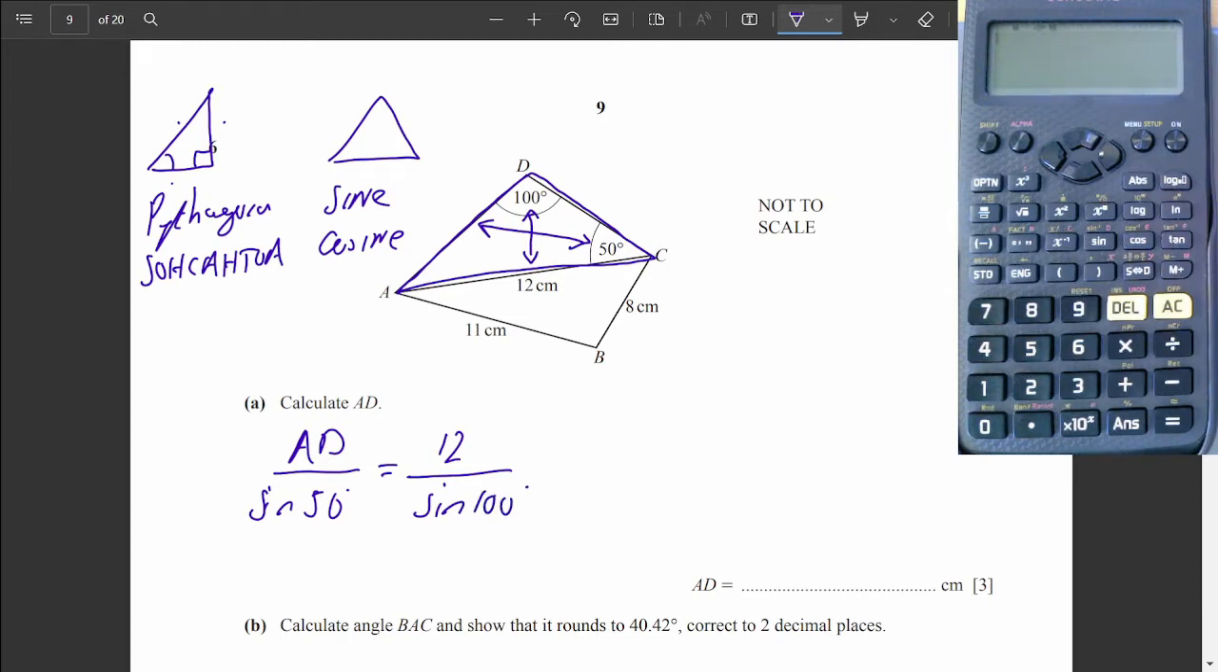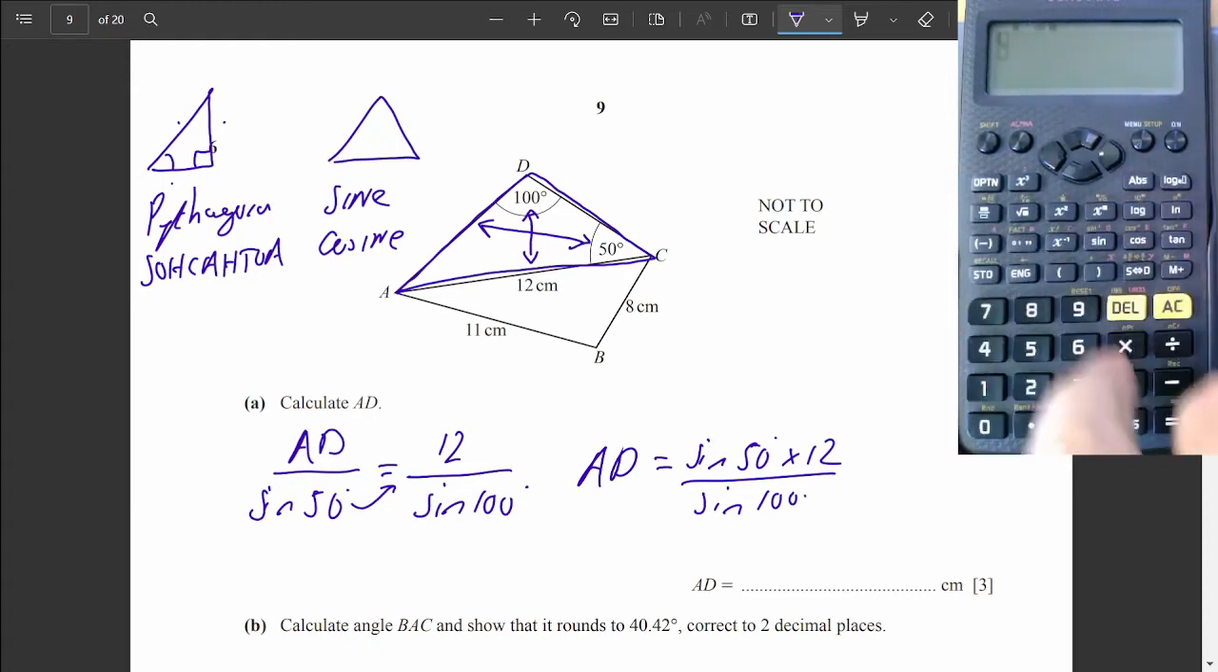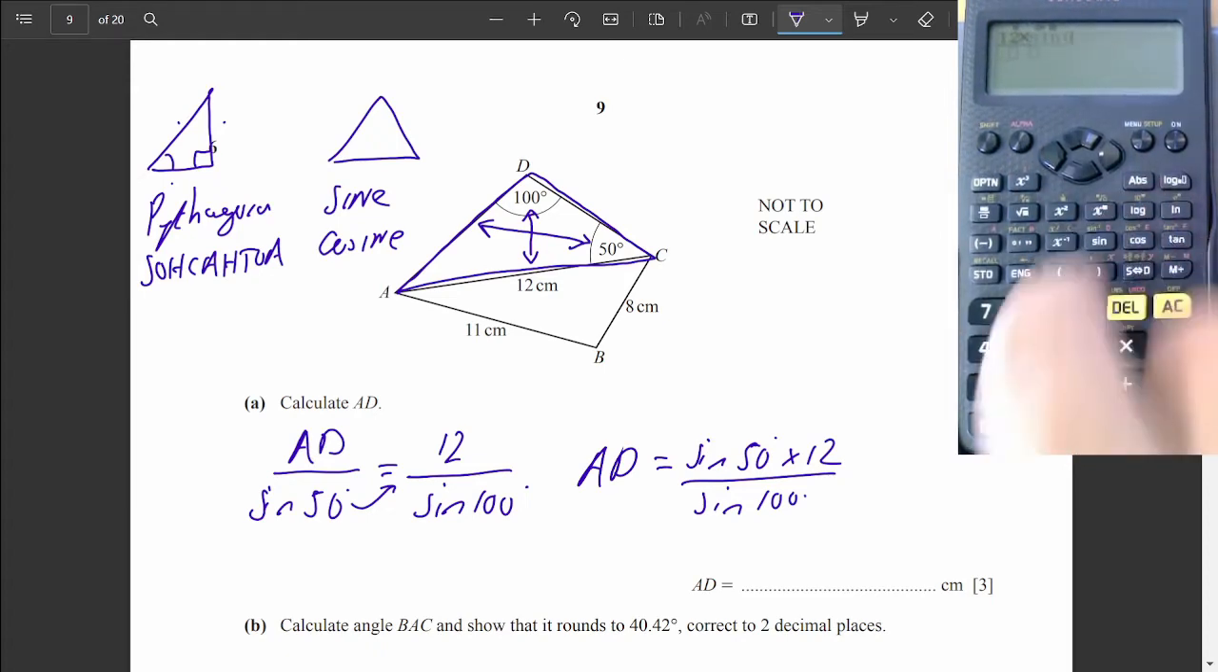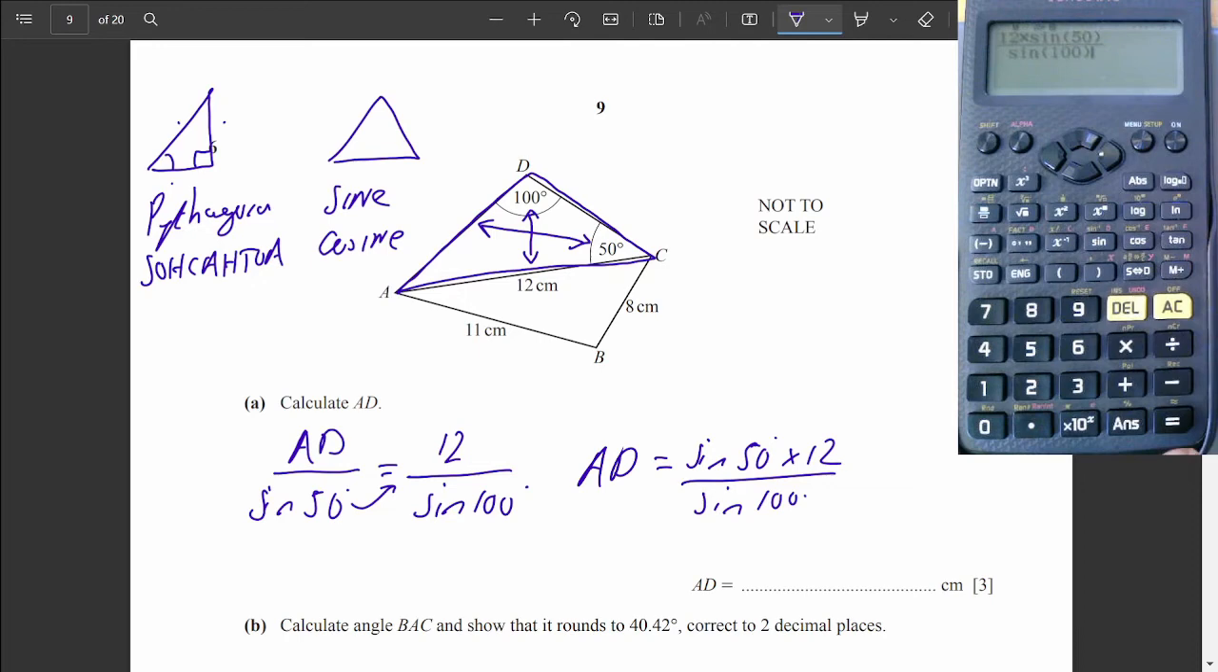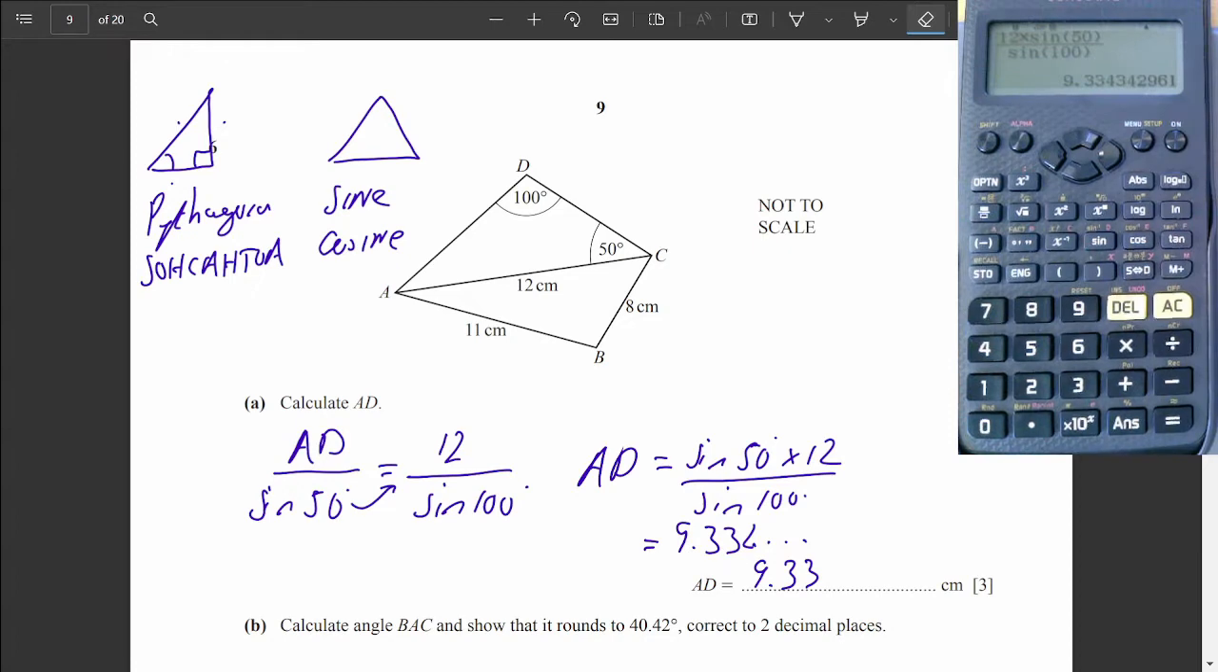Writing it like this makes it easy because now to calculate AD, we can simply multiply the sin 50 on the other side. We multiply with a 12 and we divide it by sin 100. So let's do that. You can do it the other way around. 12 times sin 50 over sin 100. Bam. And we get 9.334, etc. Rounded to three significant figures, 9.33.